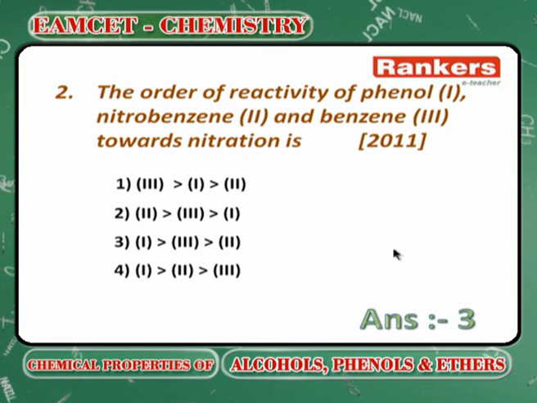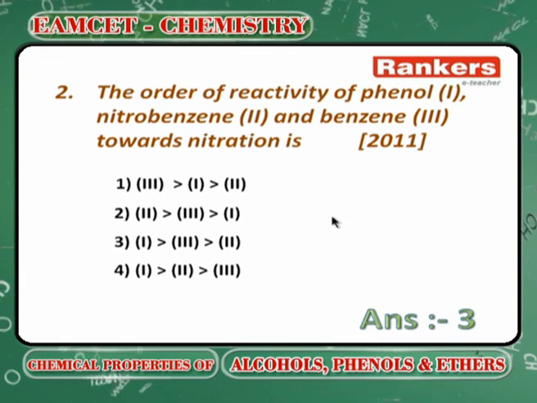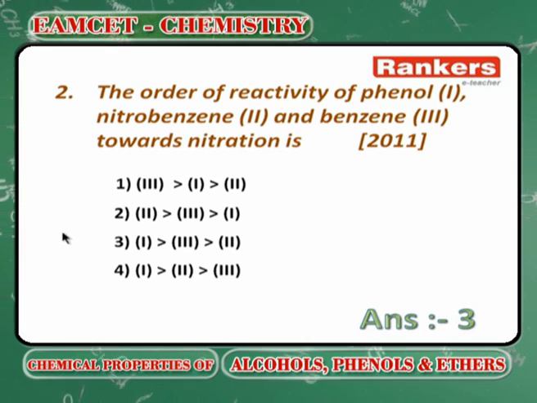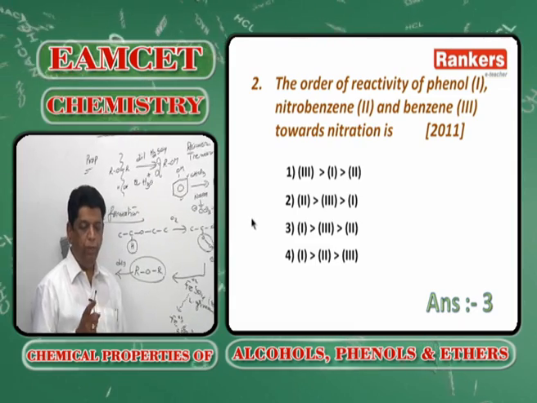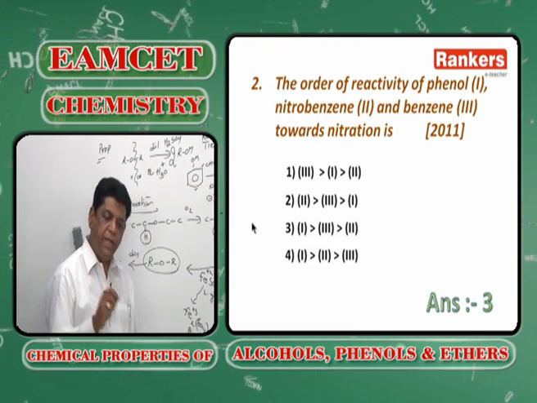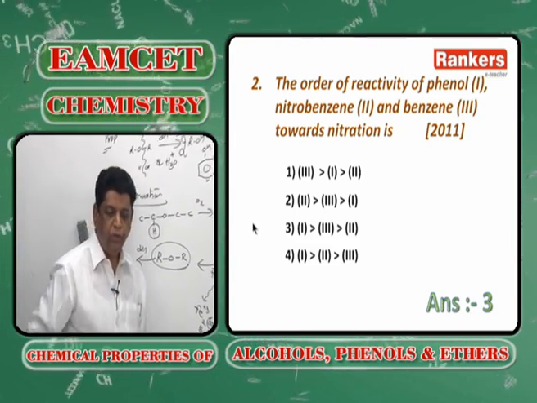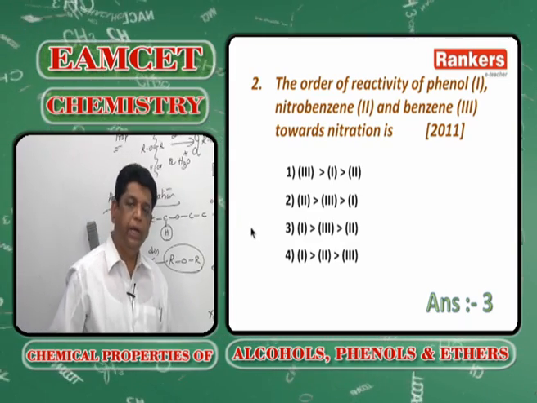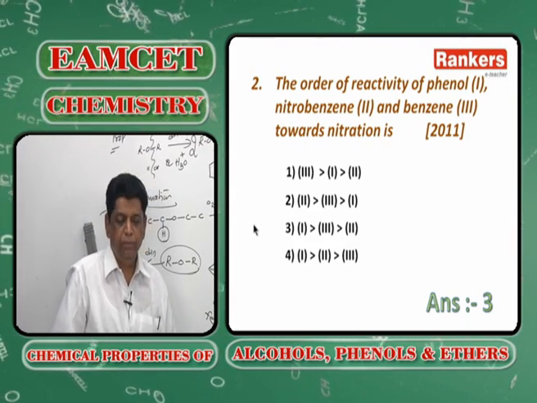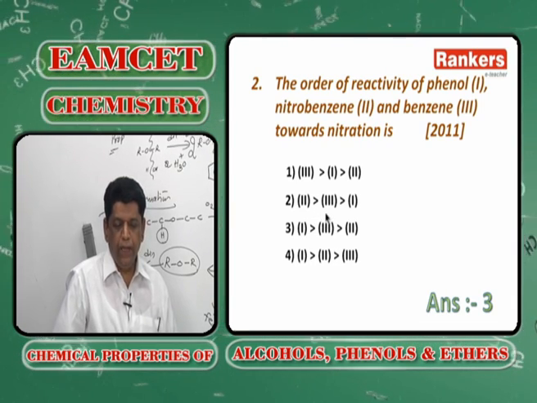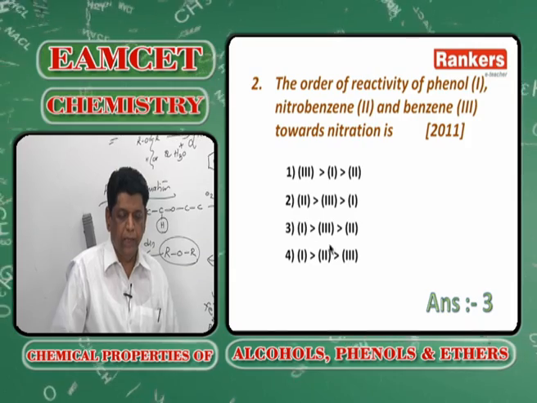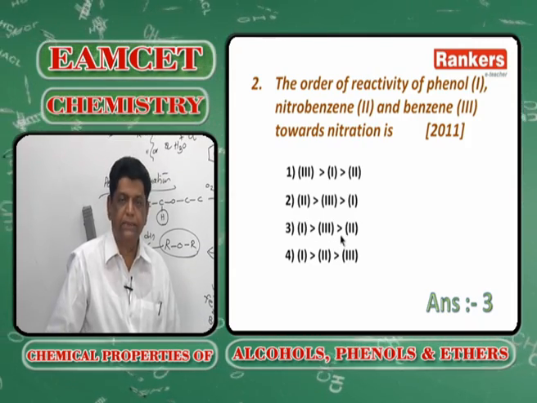The order of reactivity of phenol, nitrobenzene and benzene. As I said, phenol has an OH, a plus M group, it is activated. Nitrobenzene, nitro is a minus M group, deactivated, benzene is in between. So, therefore, what is the order? Phenol, then benzene, then nitrobenzene. So, therefore, 2, 1, 3 is the answer. 3 is the right one.